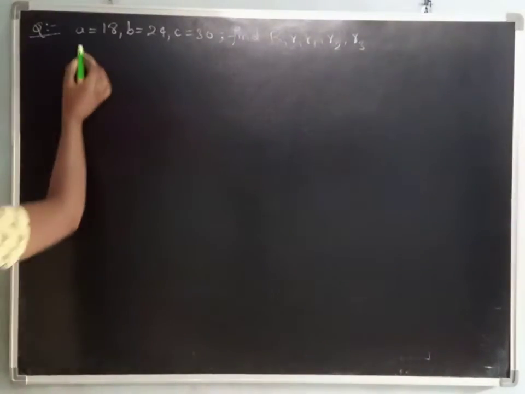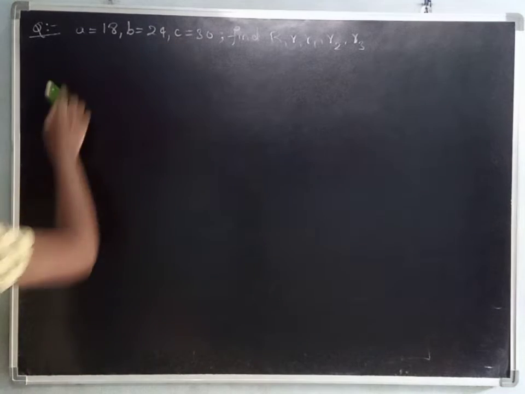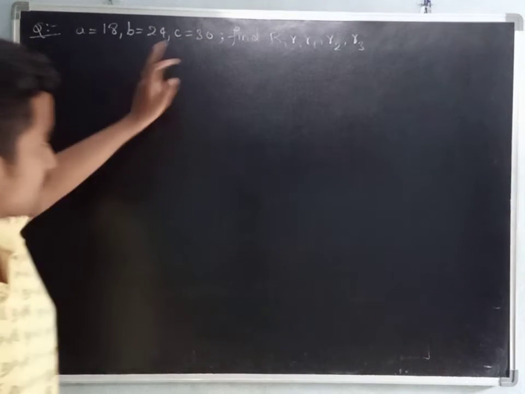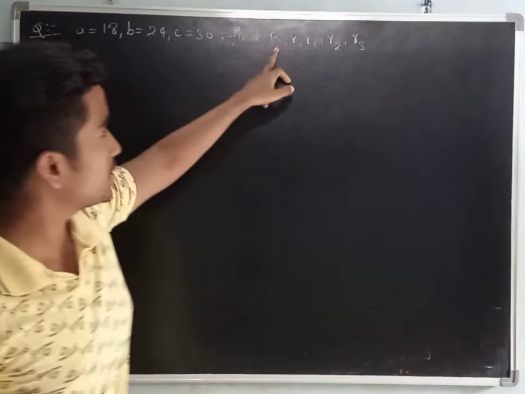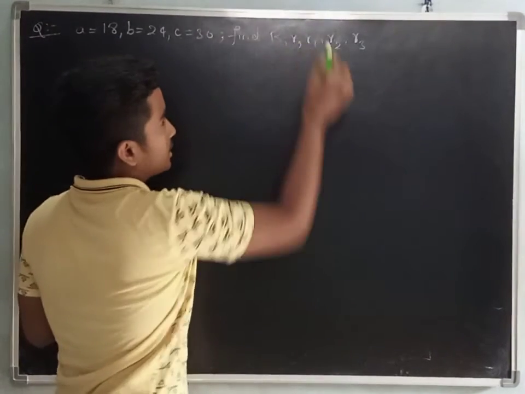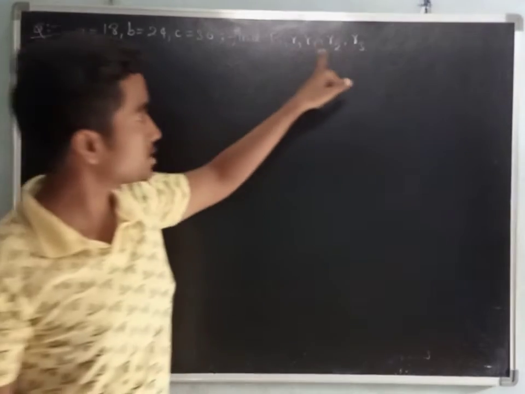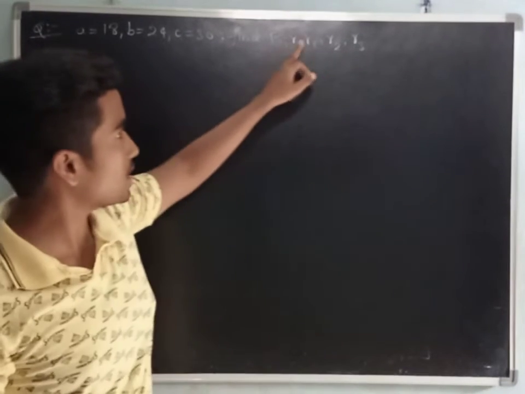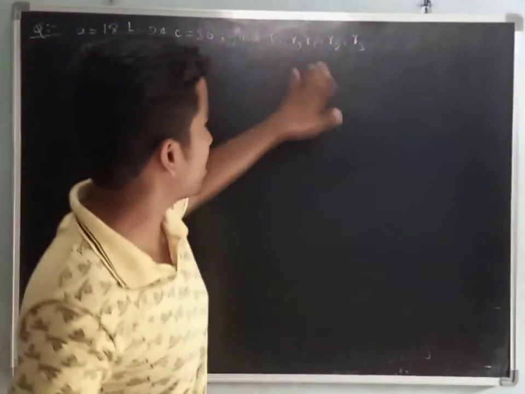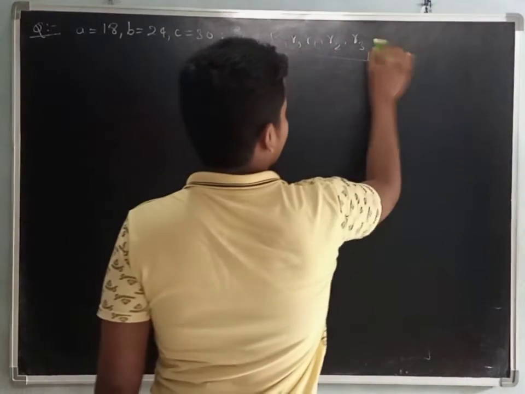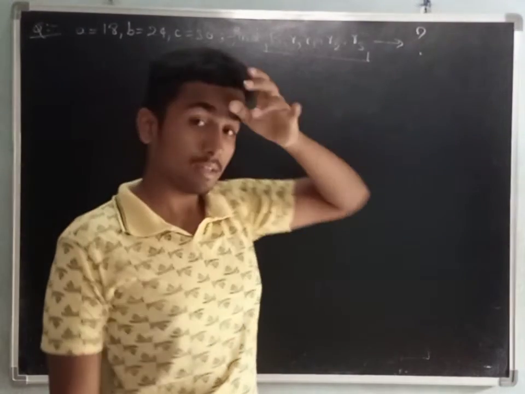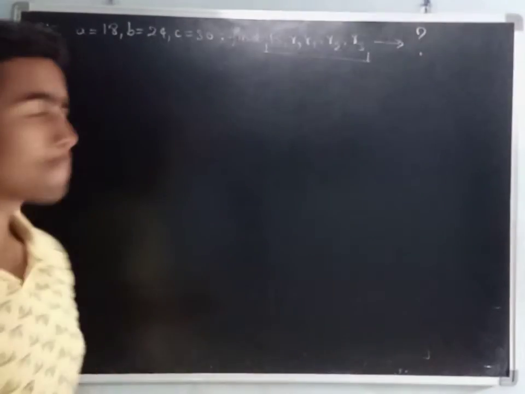Here he has given the lengths of all the three sides. And he is asking us to find the radius of the circumcircle, the radius of the incircle, and the radii of the excircles: capital R, small r, R1, R2 and R3. He is asking us to find the values of these parameters.